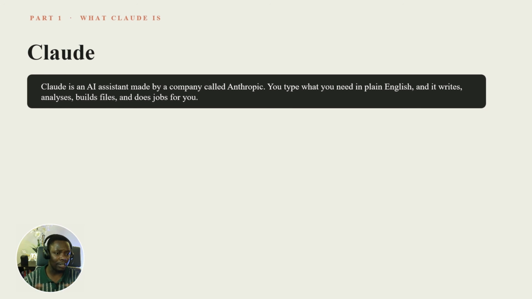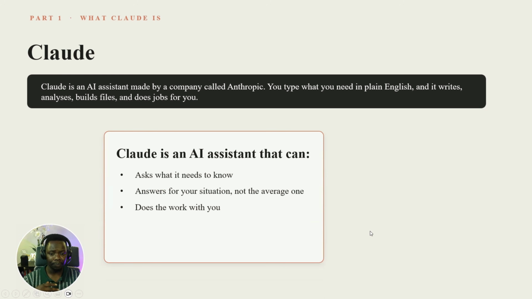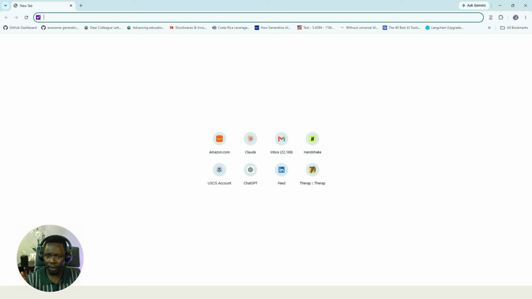It is that simple. You type what you need in plain English and it writes, analyzes, builds files, and does the job for you. Basically, it answers what you need to know, for your situation, not just the average one, because Claude does a very good job of answering and it does the work with you. In fact, it builds stuff for you. Right now it's advanced to a point where it could do this autonomously. We are going to get there. Now, from here, let's open Claude and see what the interface looks like.